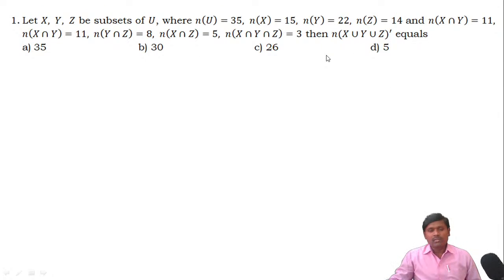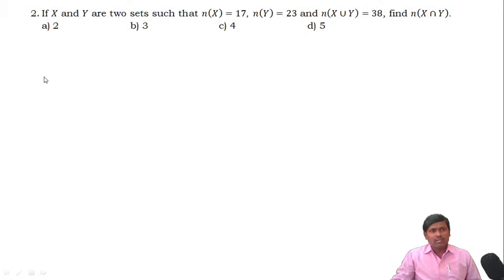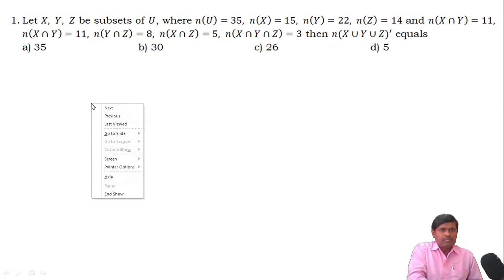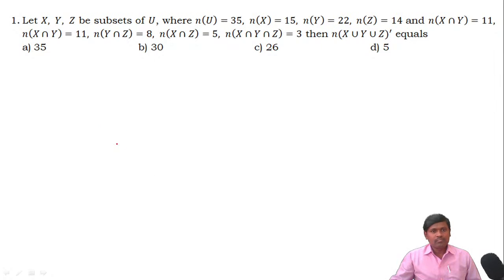So actually we have a formula. To find n of (X union Y union Z) complement, which is equal to n of U minus n of X union Y union Z. Okay, so this is the formula to calculate.